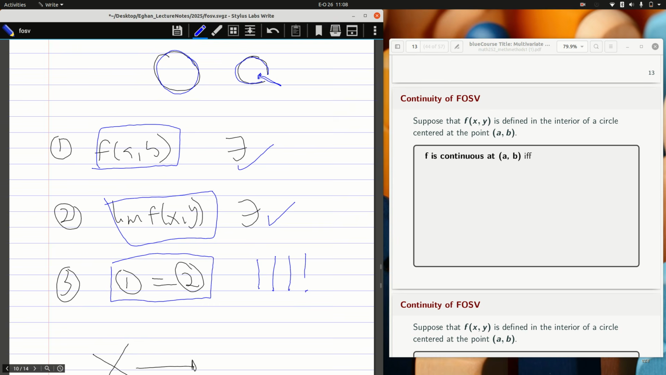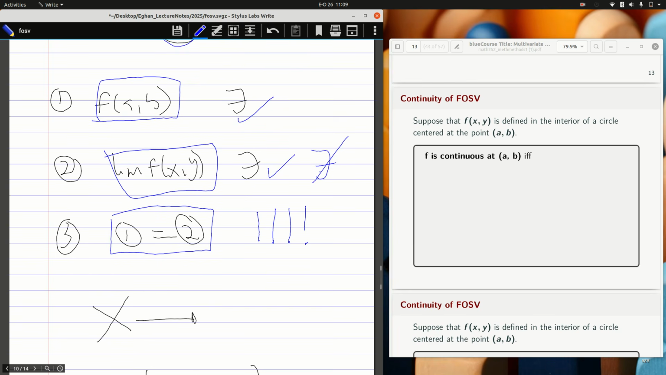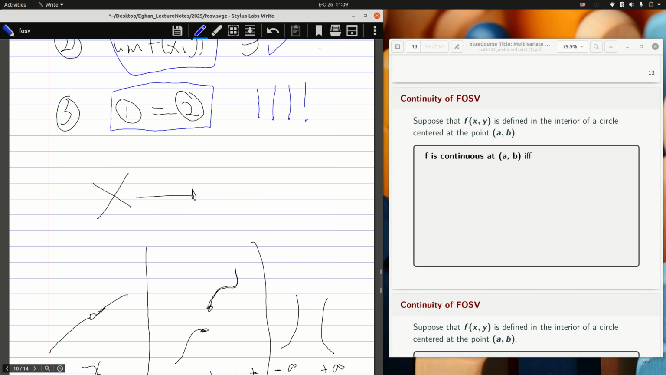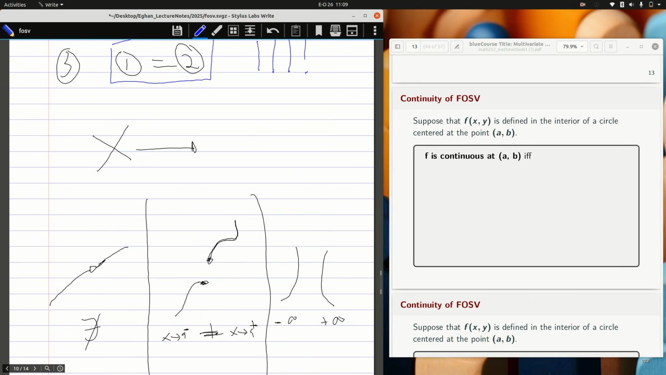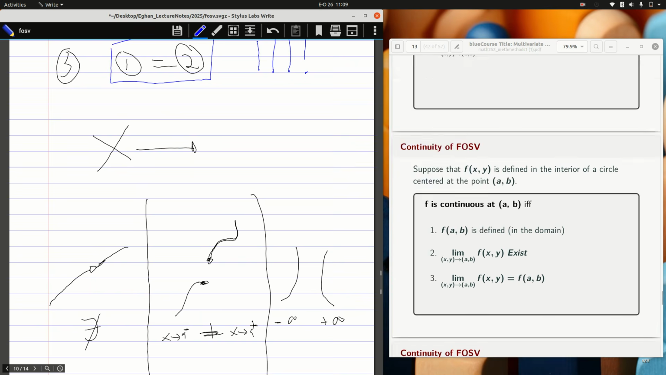But in a case where the first one does not exist, the function does not exist, you don't have to even move to the second or third. But assume it exists, but then the limit does not exist. You don't even have to move to the third one. Automatically, they are discontinuous. But in the case where they all exist, then you have to move to the third property and check if they are equal. If they are equal, it is continuous. If they are not equal, it means they are discontinuous. So that is the preamble I have for you.